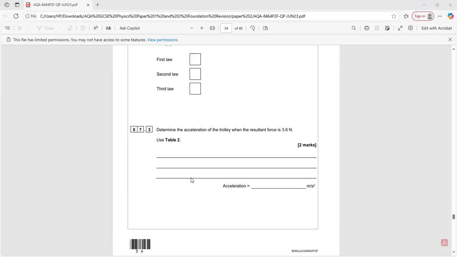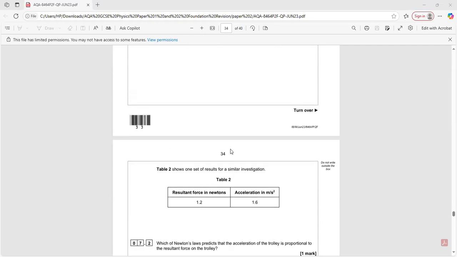That's for 7.2. Does the mark scheme agree? Yes. Okay, good. So moving on. This one is a question. It says determine the acceleration of a trolley when the resultant force is 3.6.